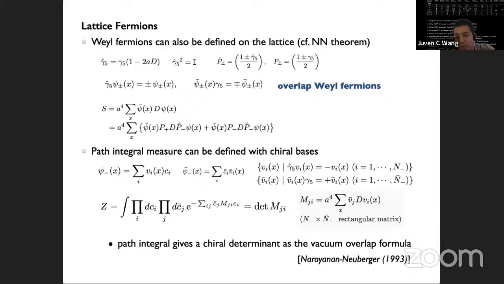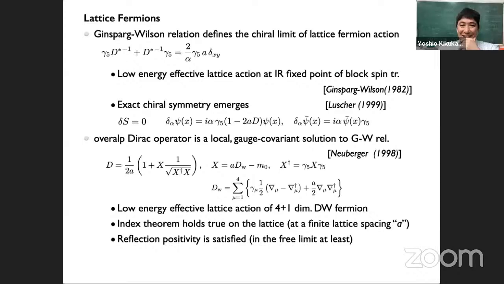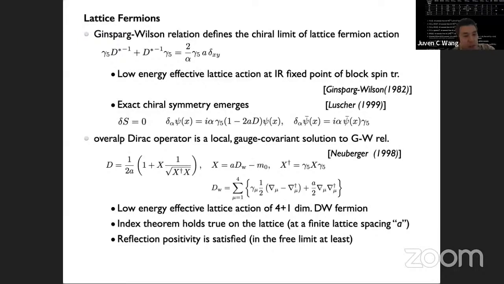Excuse me, question. I think possibly also for the audience, let me just make sure I understand correctly. When you earlier said the exact chiral symmetry emerges, do you just mean that it emerges only in the limit when the lattice constant a goes to zero? In the limit of the infrared fixed point. So a can be finite. Yes, a can be finite. Okay. Thank you very much.